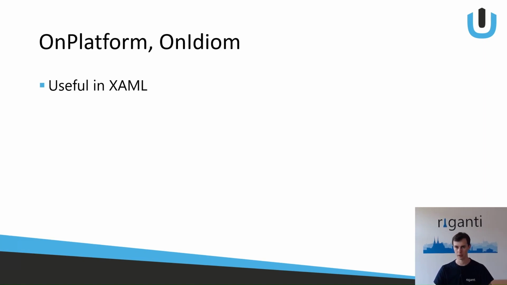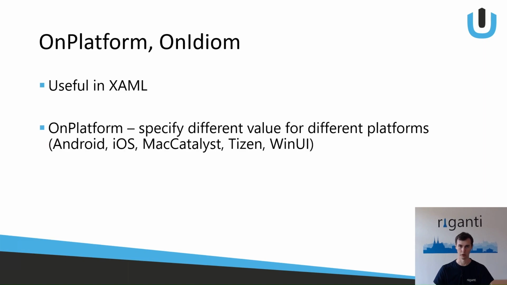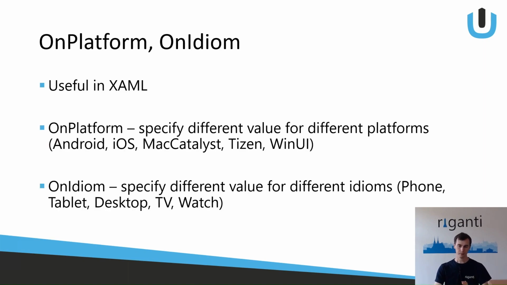So on idiom means for desktop or phone or tablet, on platform means for Android or iOS or Windows. This way we can differentiate the UI and leverage that we can know what device type we are running on. Let's see this in code.